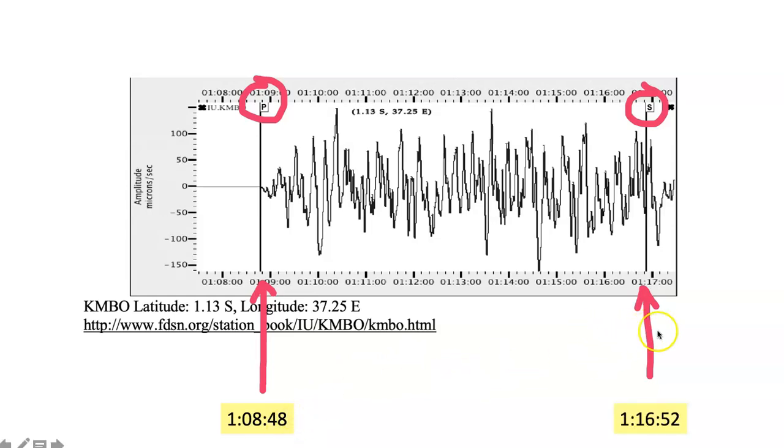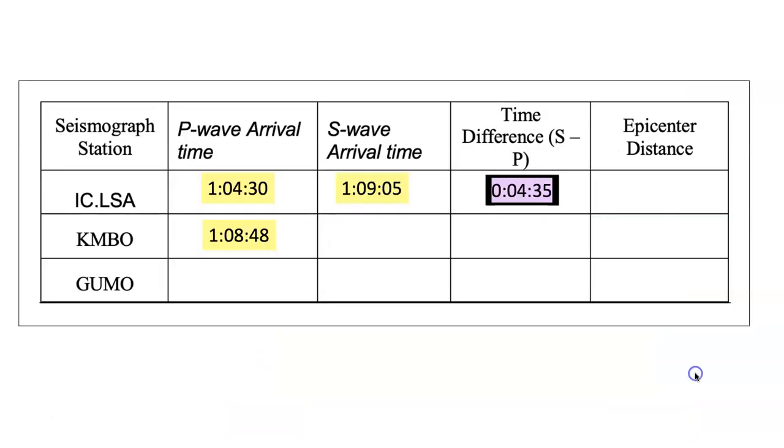And over here, my estimate is 1:16:52. So we're not quite halfway between the 50 and the 60, which would be 55. So I'm using this number right here. It's not going to make a big difference. And really, my concern is that you know how to do this whole procedure, not so much that you get the exact number to the second. So we have our P arrival time at 1:08:48 and our S arrival time at 1:16:52.